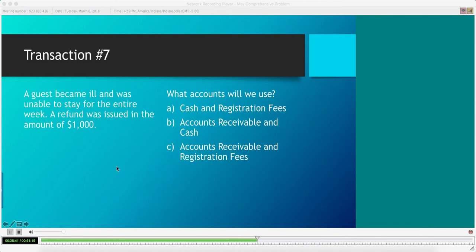Okay, the last transaction from the actual monthly transactions we're going to go over. A guest became ill and was unable to stay for the entire week. A refund was issued in the amount of $1,000. So what would we use to show that we're refunding money to a customer?